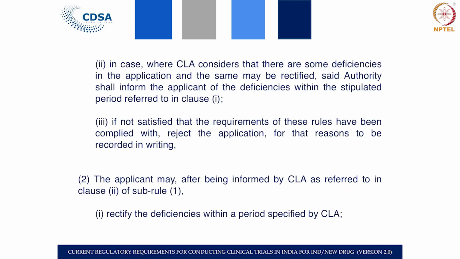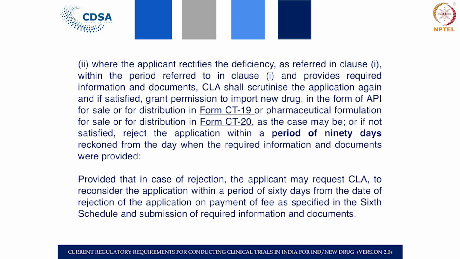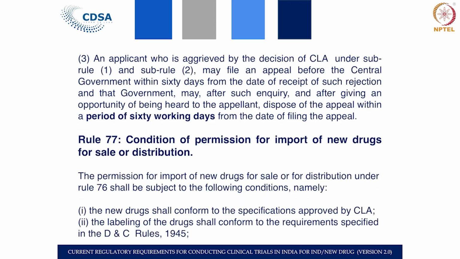However, in case there is a rejection because the conditions of the application are not fulfilled, the CLA always has to write the reasons for the rejection, and only then can a rejection happen. In that case, a reconsideration appeal can be made to the CLA within a period of 60 days. When they are aggrieved with the CLA's decision, there is always scope for appeal to the Government of India, the central government, within 60 days from the date of receipt of such rejection, where the government can take a further decision after consideration, also within a timeline of 60 working days.